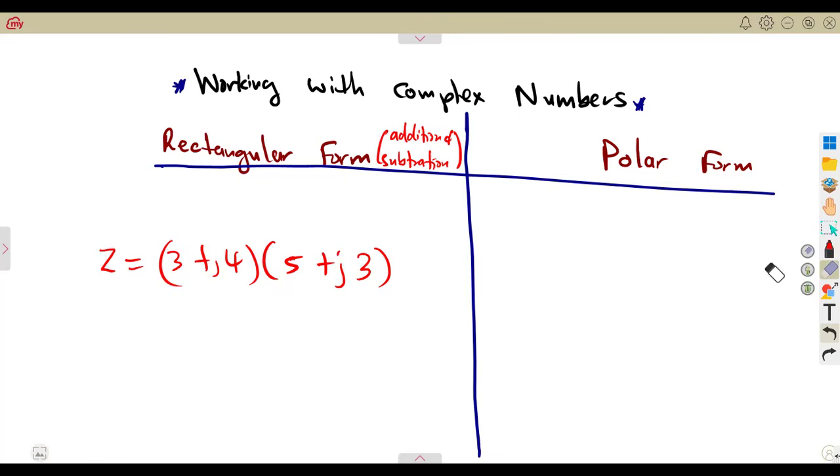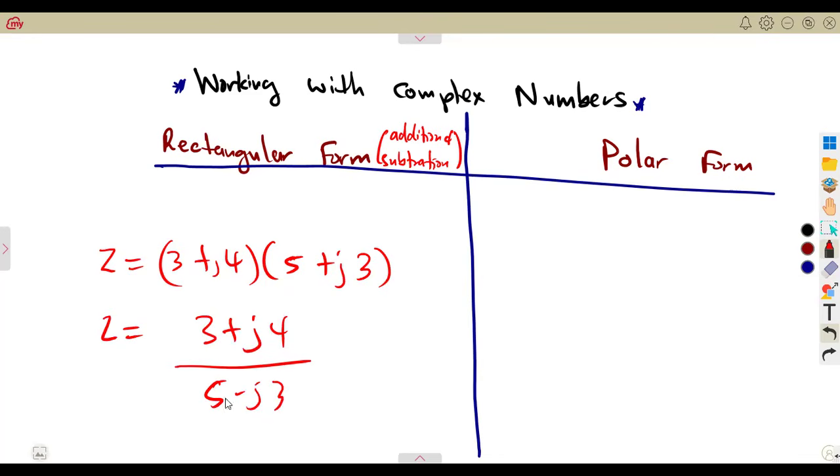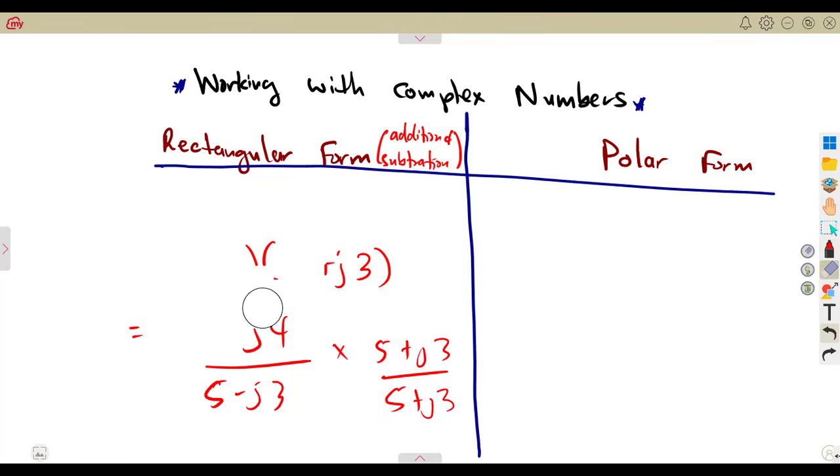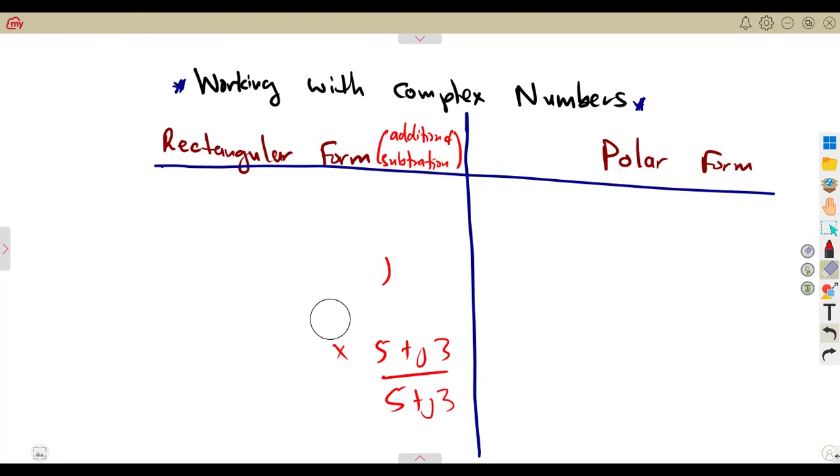For multiplication, even for division, now imagine you are given Z equal to 3 plus J4 over 5 minus J3, and you're supposed to work with the complex conjugate, where you multiply with 5 plus J3 first, then you convert. No, no, no. These conversions, these simplifications can be avoided. You focus on addition and subtraction in rectangular form.